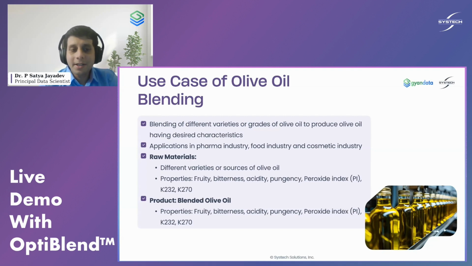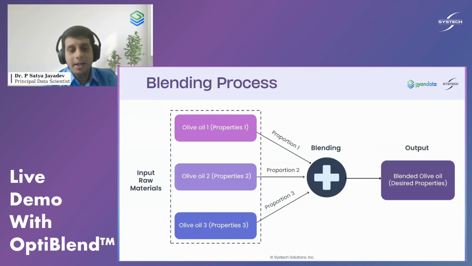So the properties that we are considering on the raw material side as well as the product side are actually the same. The only thing that is different is we are considering multiple varieties of oil and all their corresponding properties on the raw material side. Based on that, we build a model to predict the same properties of the blended olive oil, and then use this model to perform some sort of optimization. It could be a cost optimization, it could be some sort of quality optimization, or any such thing is possible. So these are the 2 use cases that I'm going to demonstrate on OptiBlend.